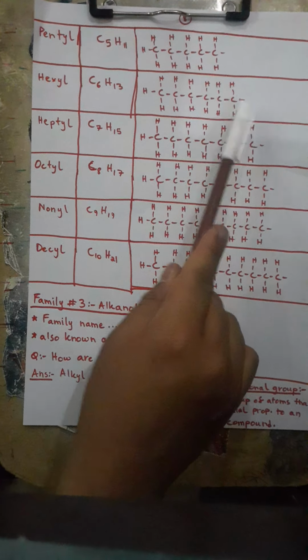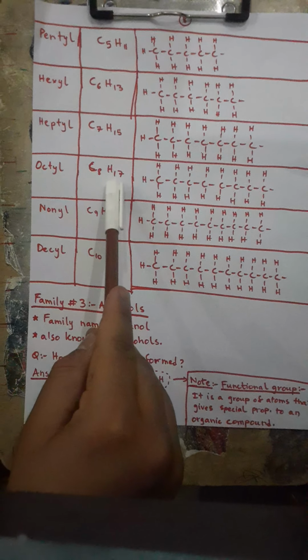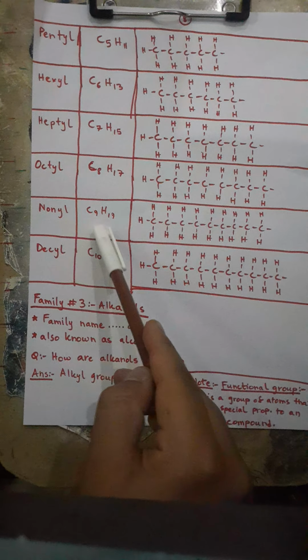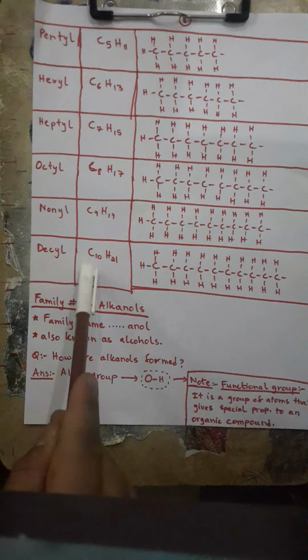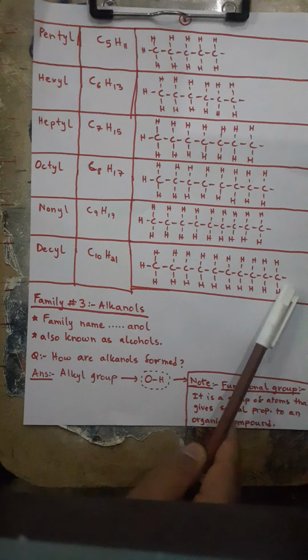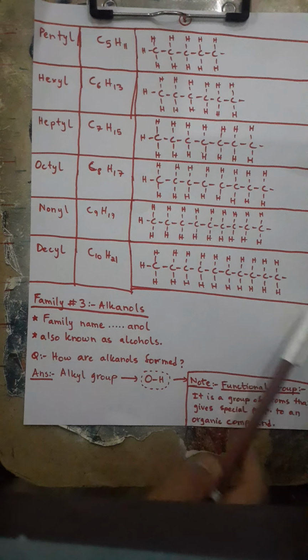Hexyl C6H13, structure, incomplete bonding in the end. Heptyl C7H15, octyl C8H17, nonyl C9H19, decyl C10H21, and here's the structure, incomplete bonding in the end. There is one single covalent bond left for this carbon atom to be bonded, so it's incomplete bonding.